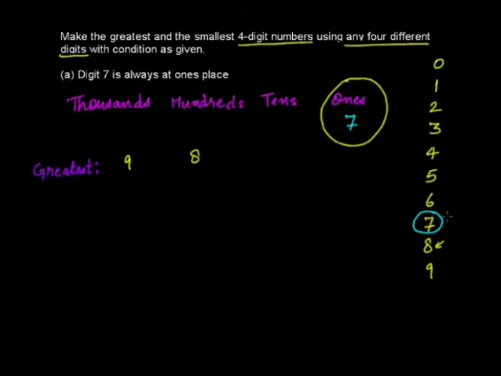7. But we cannot use 7 as 7 has been fixed for the ones place. So we cannot take this. Which is the next greatest number after 7? 6. So we'll use this. 6 at the tens place and 7 at the ones place. It is fixed here. Therefore the number is 9, 8, 6 and 7. Now let's see for the smallest number.